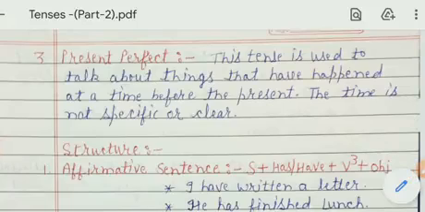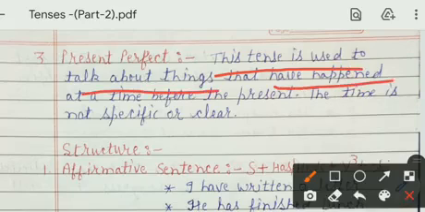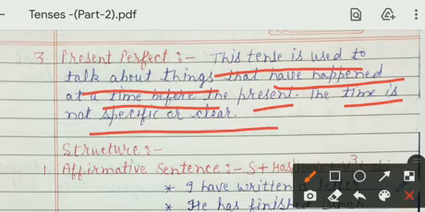In today's video we will continue with tenses. In our previous video we have already discussed present indefinite tense and present continuous tense. Now we are moving further towards present perfect tense. This tense is used to talk about things that have happened at a time before the present. The time is not specific or clear.